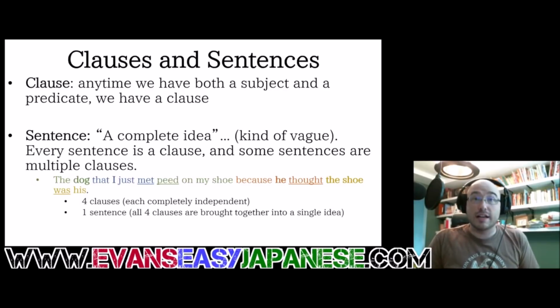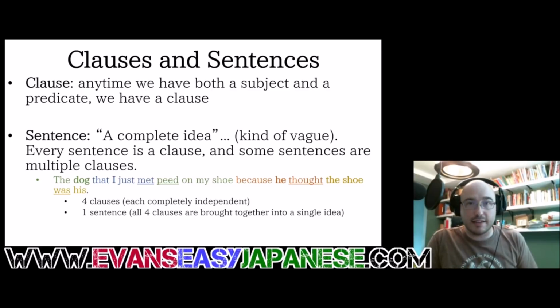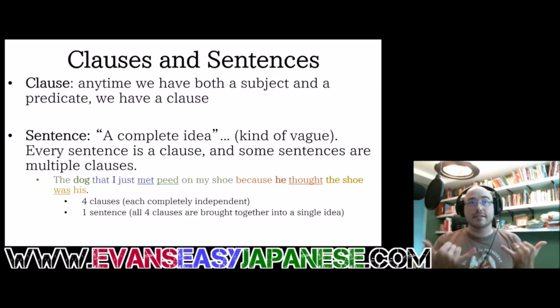Now let's talk about clauses and sentences. We're not talking about Santa Clauses. We're talking about grammatical clauses. A clause is any time that we have both a subject and a predicate. Anytime that we have a thing that does something or is something, and the thing that it does or the thing that it is listed at the same time, it's a clause. Every sentence has at least one clause in it. Some sentences have more than one clause.